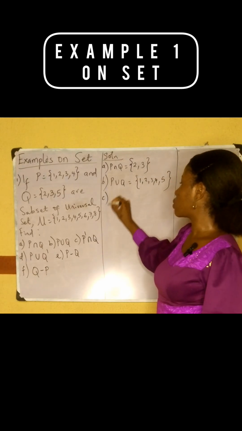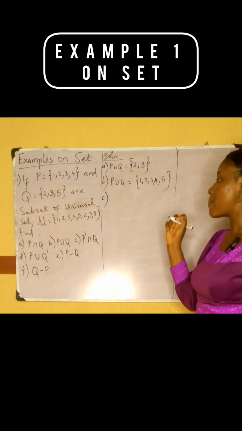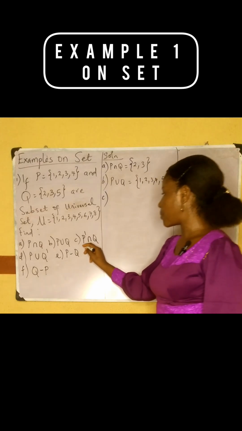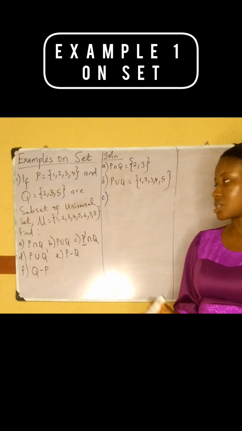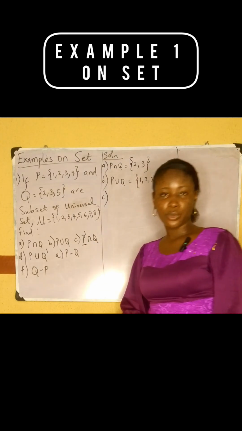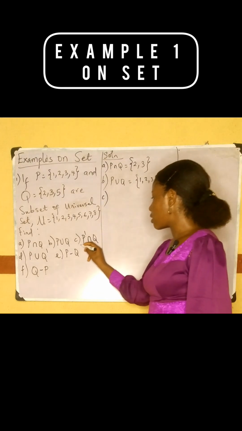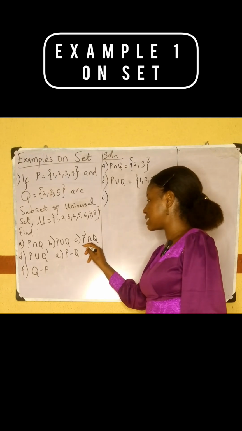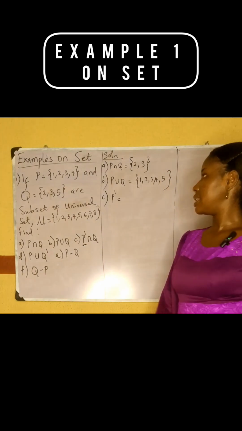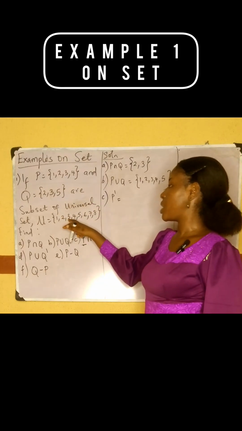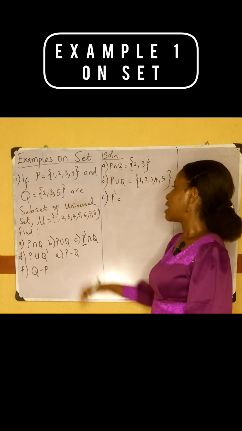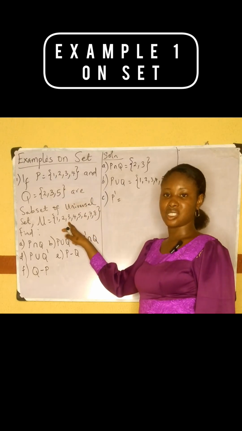Then for the third one, we are looking for P prime intersect Q. Now, you are seeing a P prime. We have not seen P prime since we started solving this. We know P, we know Q, but we don't know P prime. So to answer this question, I must start by getting this P prime. I know my P and I know my universal set. My P prime are those elements that are not in P but are in the universal set.